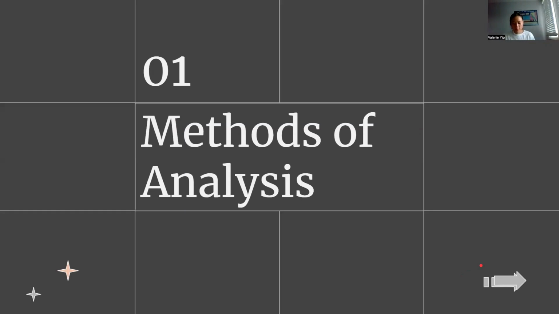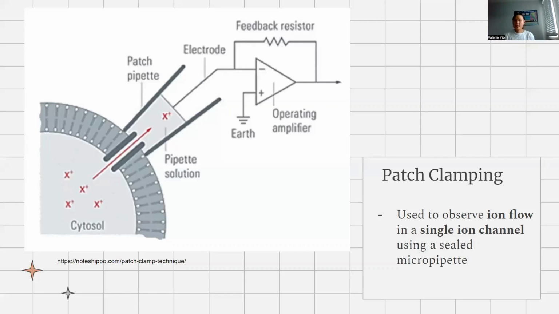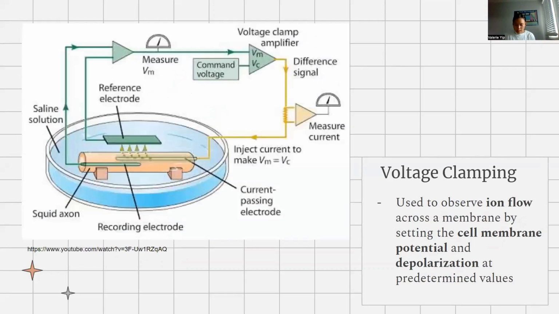Now I'm going to go over some methods of analysis, both in neuroscience in general and in how LTP might be analyzed. The first method is called patch clamping, which is usually used to determine the flow of ions in a single ion channel on a cell membrane. Voltage clamping is similar to patch clamping, but instead of measuring the flow of ions in a single channel, it measures the flow of ions across a cell membrane.